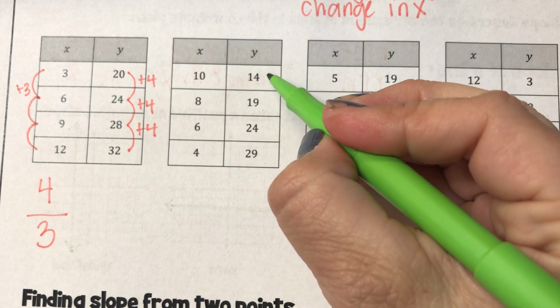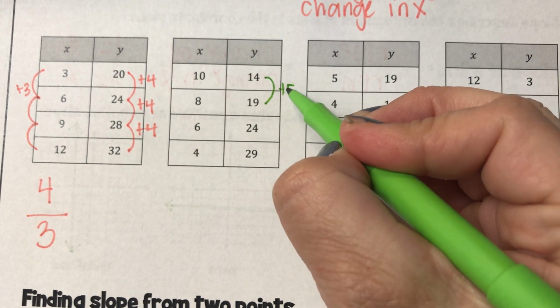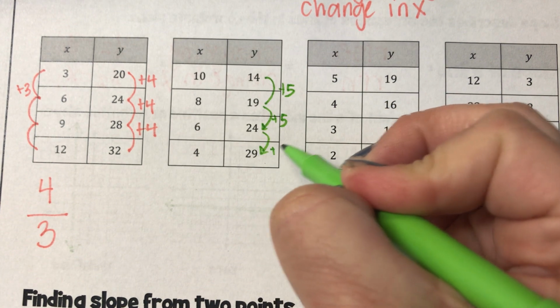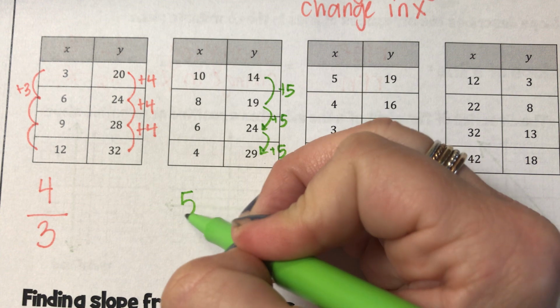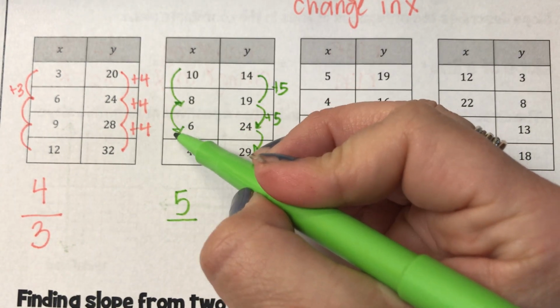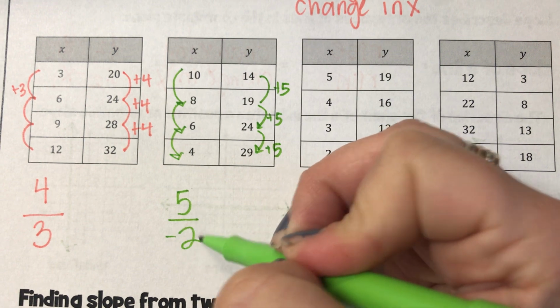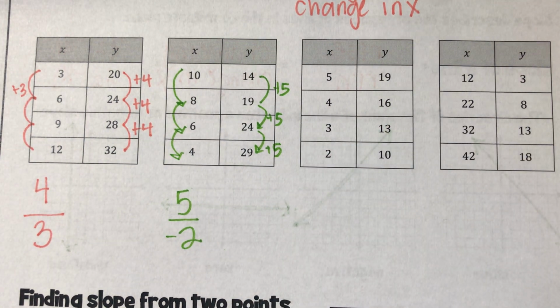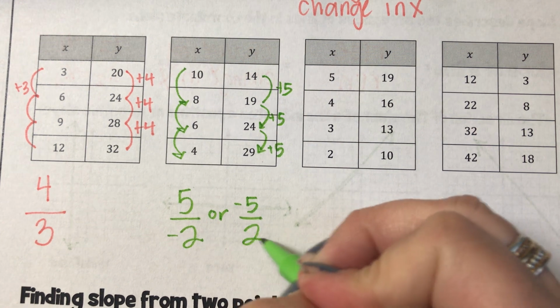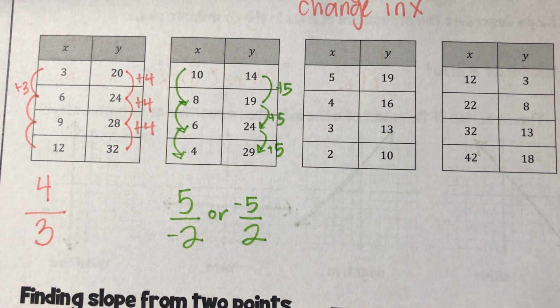Okay, on the next one, the change in y, it's going plus 5, plus 5, plus 5. And my change in x is going down 2, down 2, down 2. So my slope is 5 over 2, and it's negative. Okay, if you want to write that as negative 5 over 2, it means the exact same thing. It does not matter which number is negative.